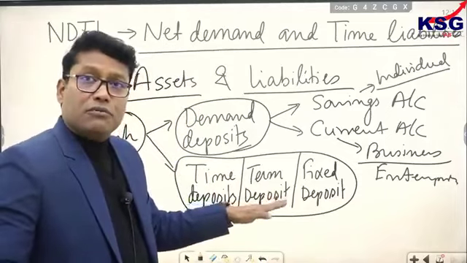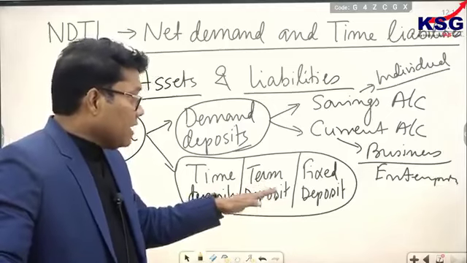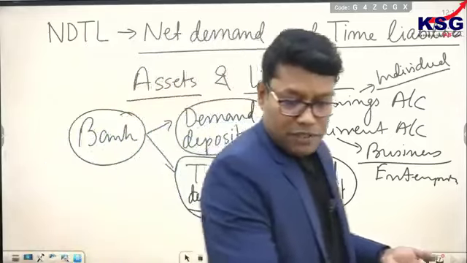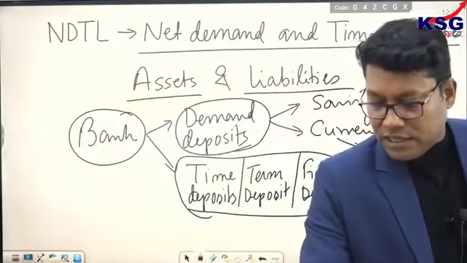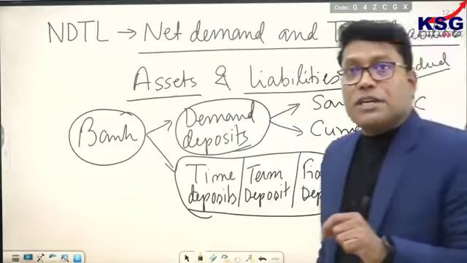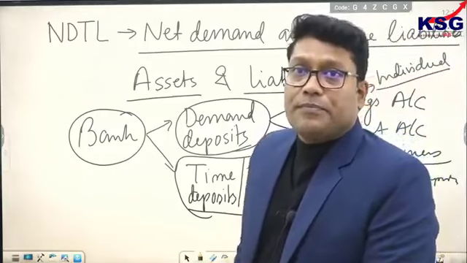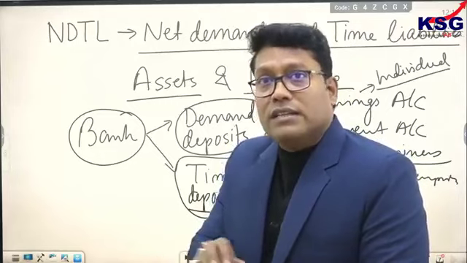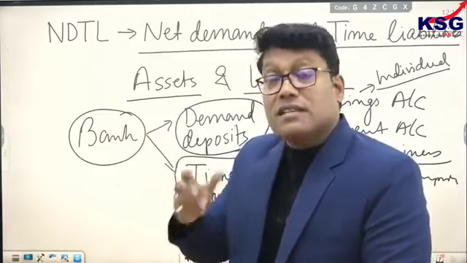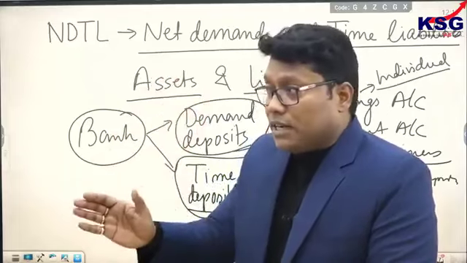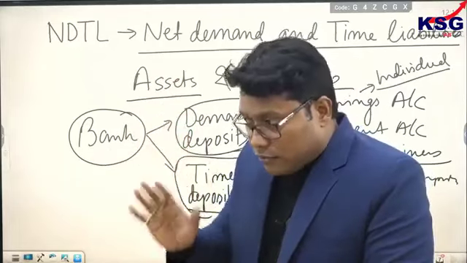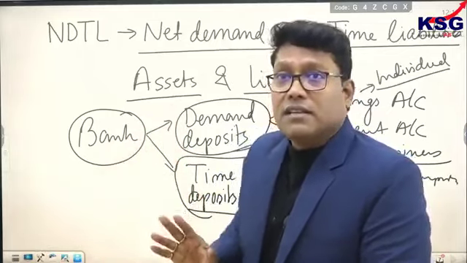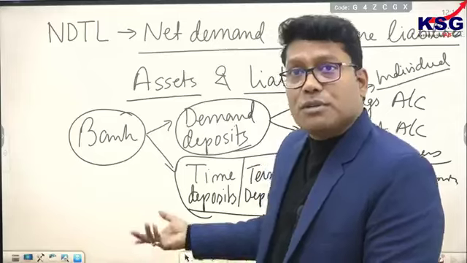This type of condition on deposits means you deposited your money with banks with the condition that I am depositing this money for a fixed time period. Suppose I deposited this money for 6 months, or for 1 year, or for 5 years, 10 years, like this. So when you deposit any amount of money with banks with the condition that for this time period I am depositing this money, that is known as a fixed deposit, time deposit, or term deposit.